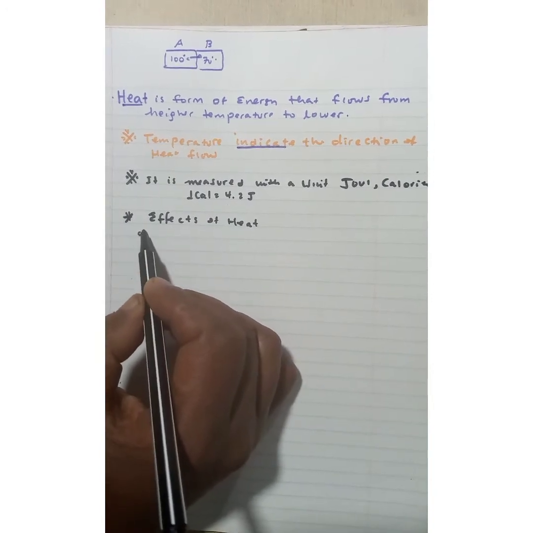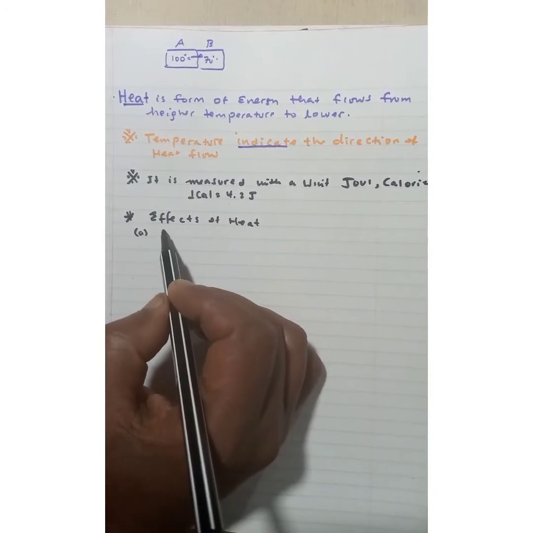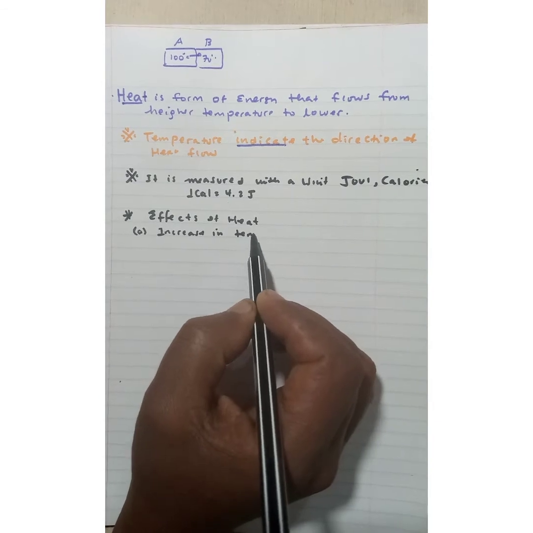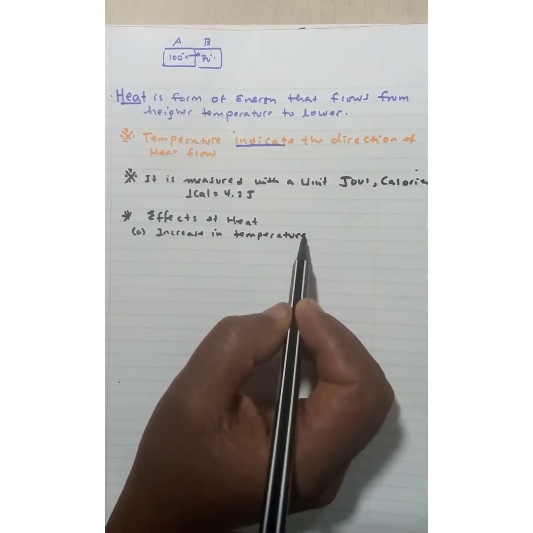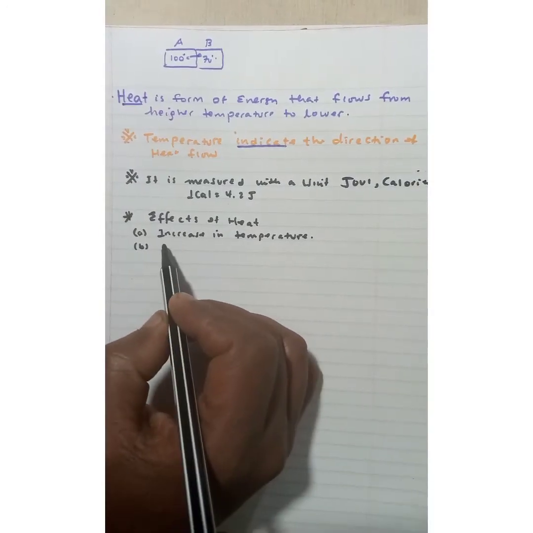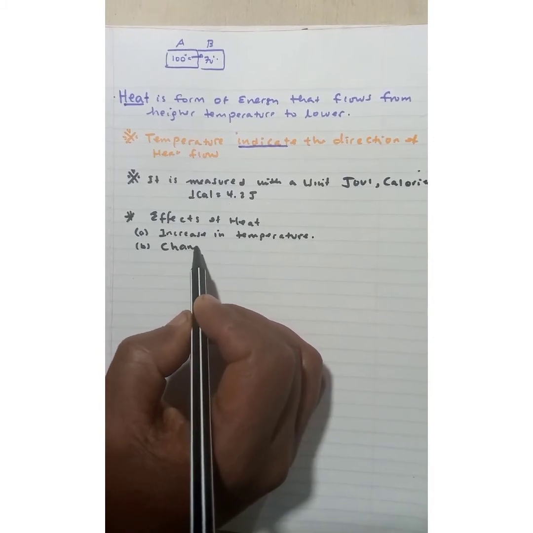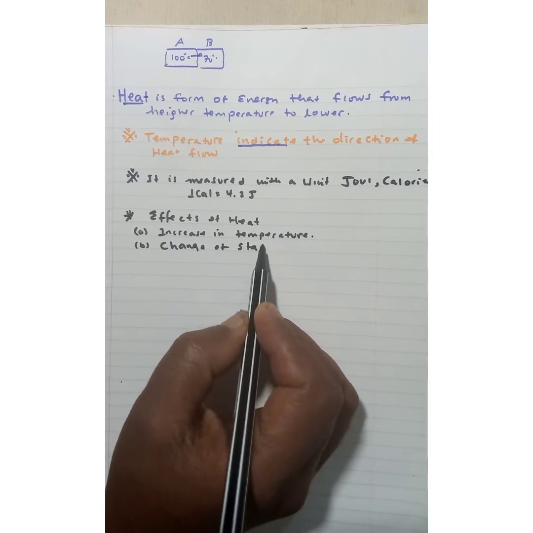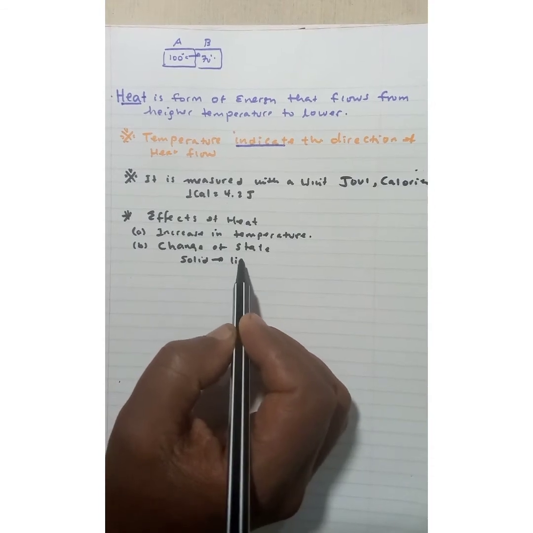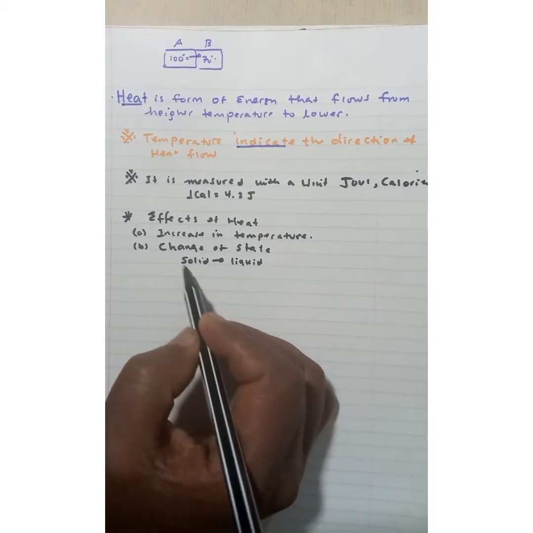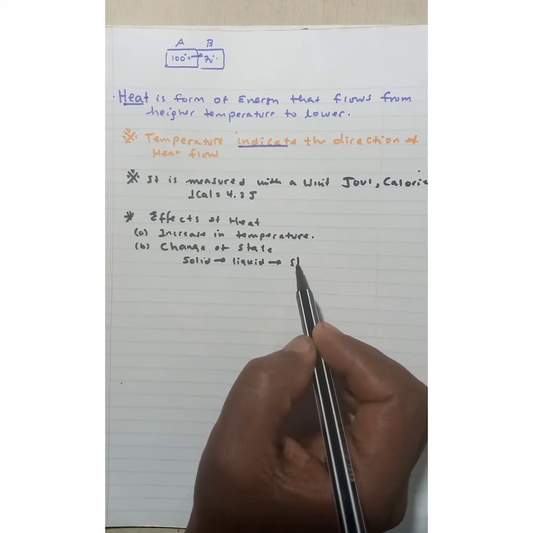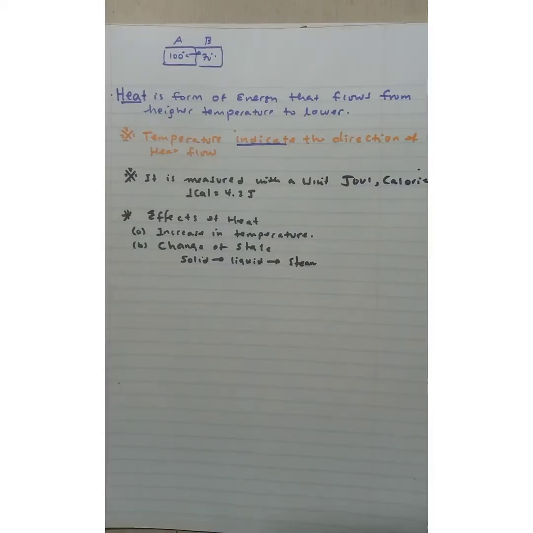Mainly, when a body gets heat, there is an increase in temperature, or the temperature of the body rises. The second effect of heat is change of state, which means from solid to liquid. For example, if we take ice, which is in a solid state, it changes to liquid water, and when it gets heat again, it changes to steam or vapor.